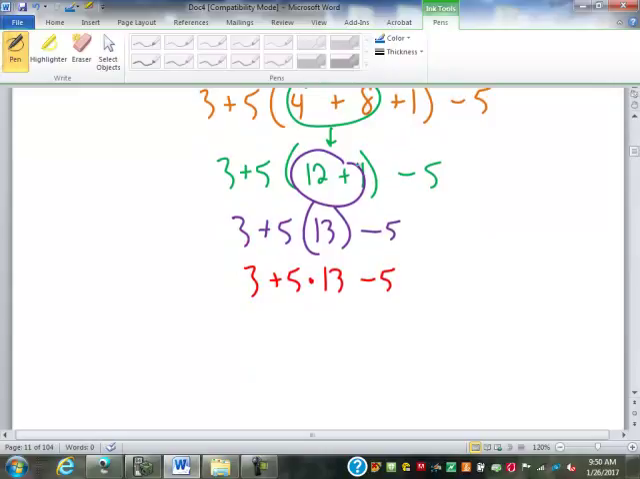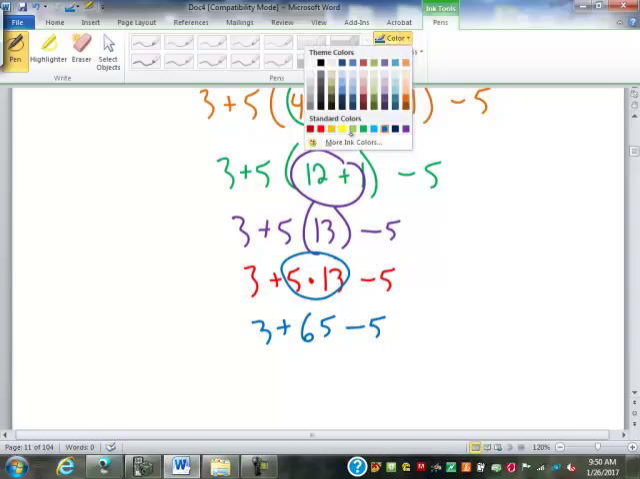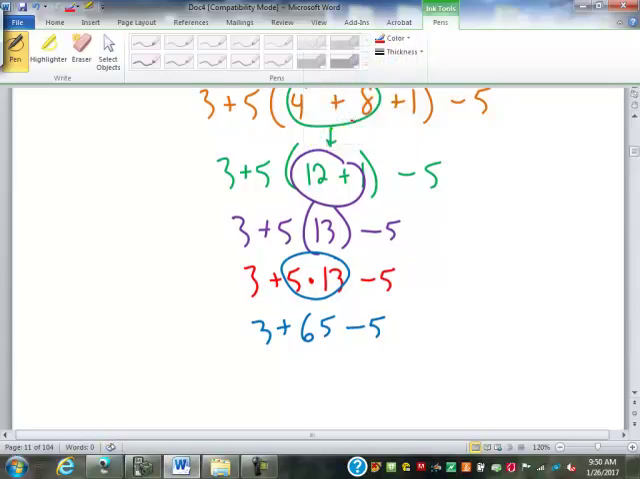What's next? Yeah, there's no more enclosing symbols, no more exponents. We are down to multiplication. 5 times 13, which is 65. Now we're just addition and subtraction. 3 plus 65 is 68. Minus 5 is 63.